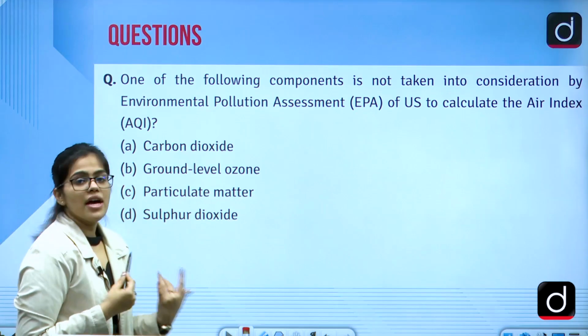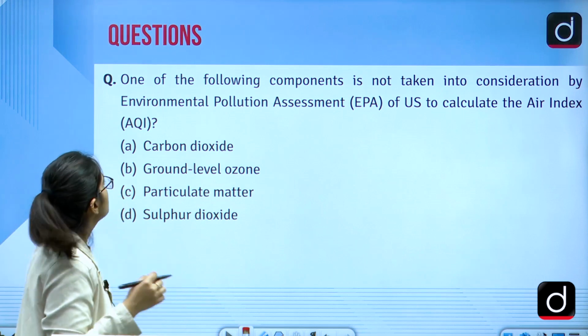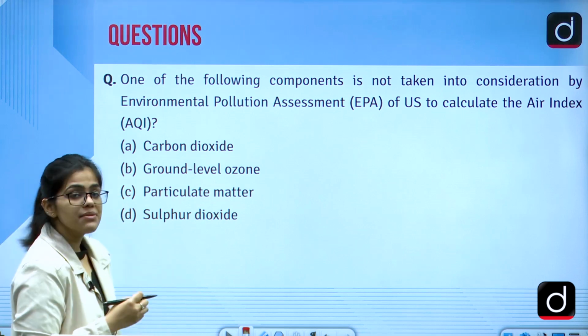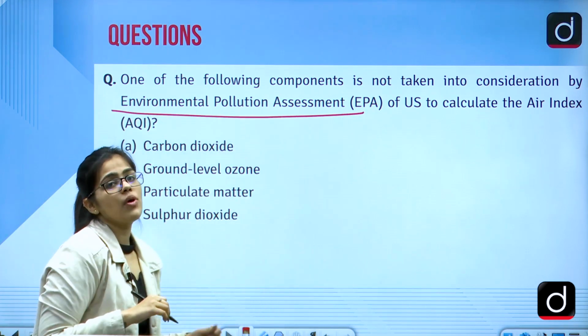Okay, so we have another question now. Which one of the following components is not considered by the environmental pollution assessment, that is the EPA of the US, to calculate the air quality index?